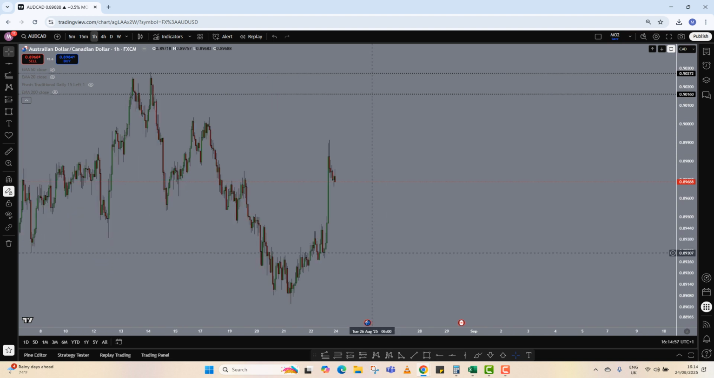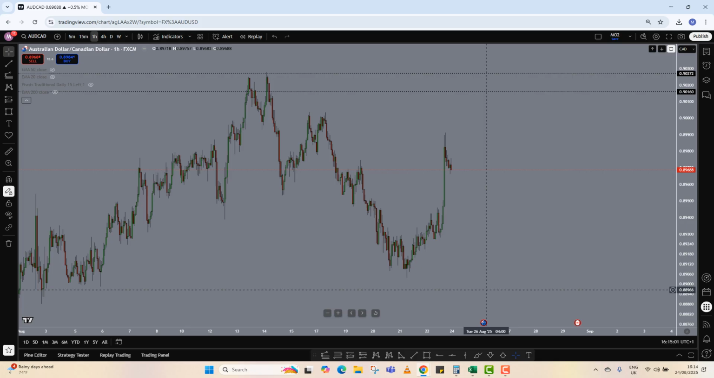Okay, which is perfectly fine because I'm a pattern trader. The resistance level doesn't matter. The only way it matters for myself a little bit is if I look for extended targets.